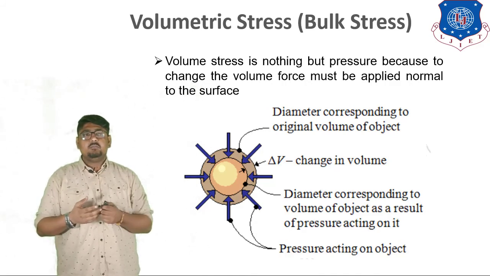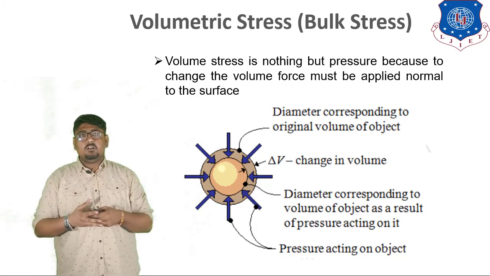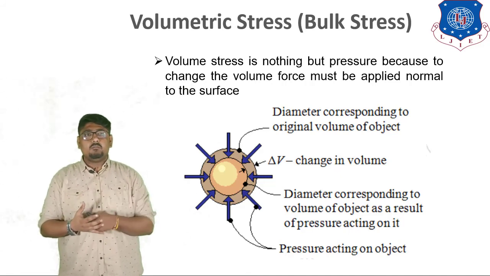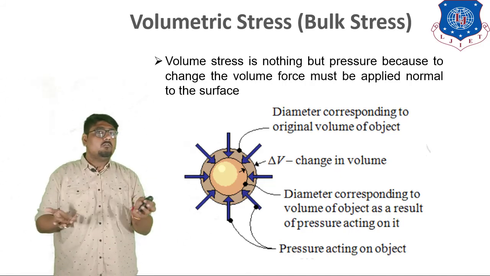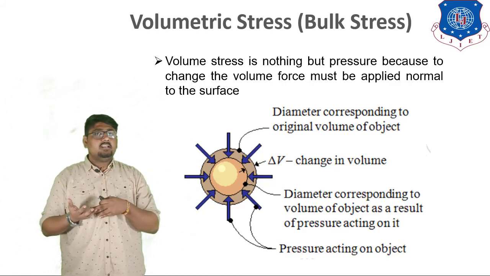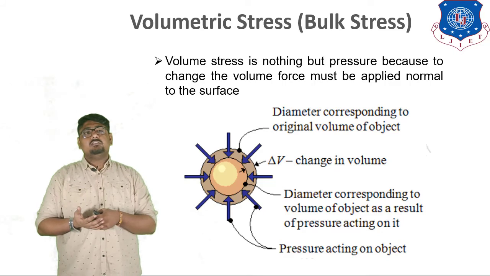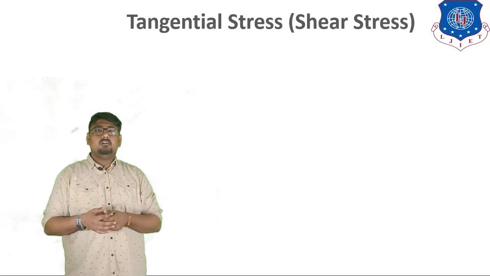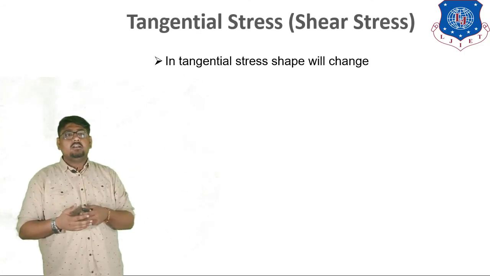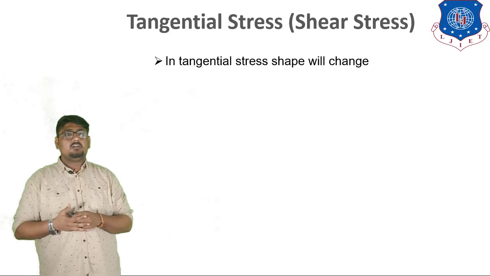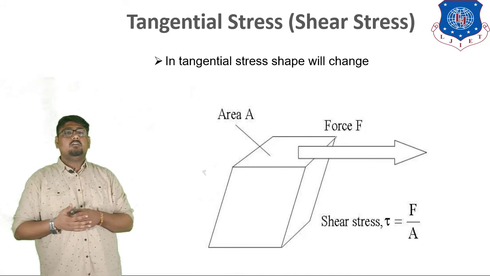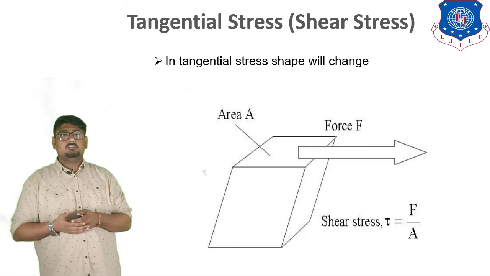You can see in the figure, because of the applied pressure there is a change in the volume of the object, and because of that the internal restoring forces are generated inside the body, which try to regain the original volume, and that stress is known as bulk stress or volumetric stress. And thereafter the last one is the tangential stress, which is also known as shear stress. It opposes the shear load or the shear forces. You can see the example of shear forces. Over here, tau is equal to F by A, where F is the restoring force.